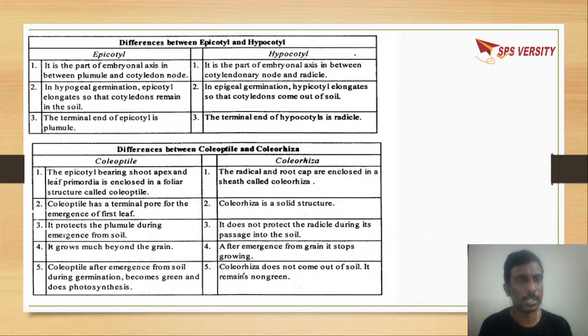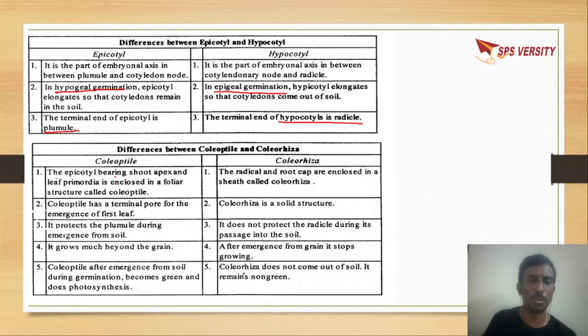So here these are the differences between epicotyl and hypocotyl, coleoptile and coleorhiza. Epicotyl is the part present between the plumule and the cotyledon, which is present above. Here the epicotyl elongates so that the cotyledons remain underground during hypogeal germination. In epigeal germination, the hypocotyl elongates. The terminal end of the epicotyl is the plumule, and of the hypocotyl is the radicle.